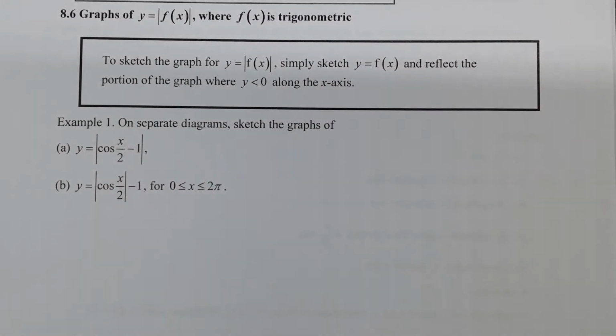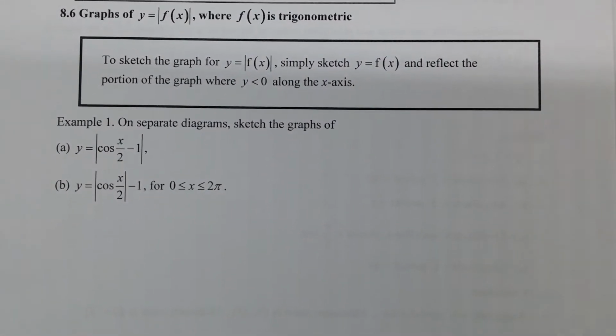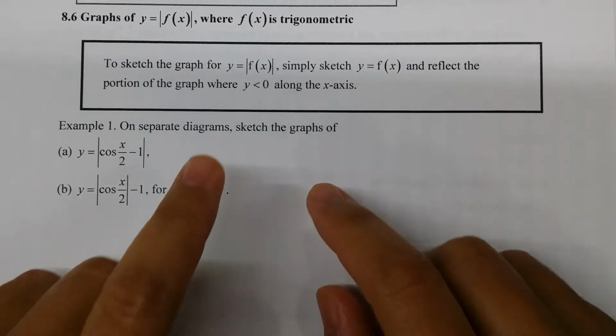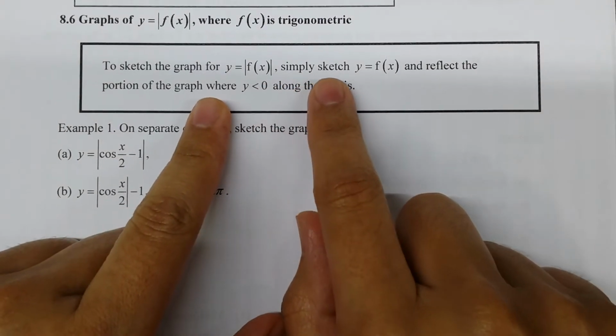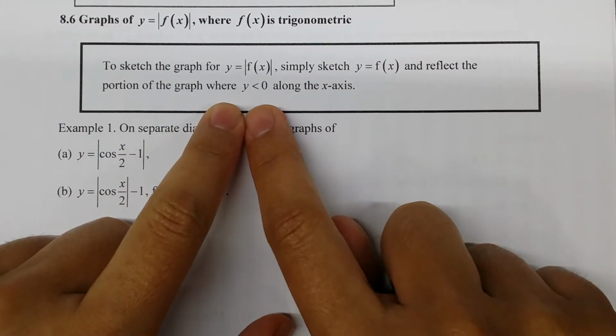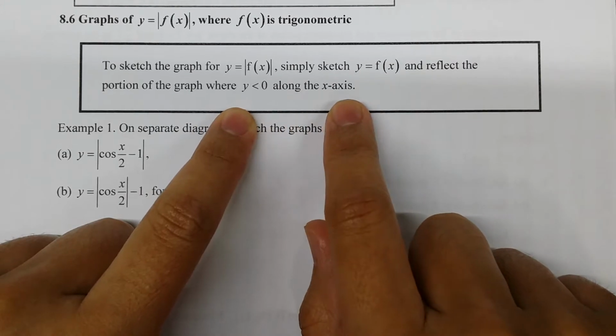Okay class, now we will be focusing on 8.6, graphs of y equals modulus f(x), where f(x) is trigonometric. I believe you are still familiar with modulus graphs, where we flip all the portion of the graph that is below the x-axis up. The portion that is above the x-axis, we just let it remain there. So to sketch a graph of y equals modulus f(x), simply sketch y equals f(x) and reflect the portion of the graph where y is less than 0 along the x-axis.